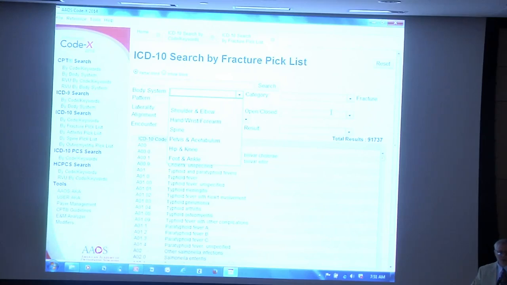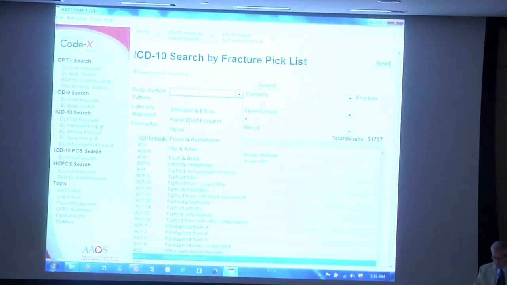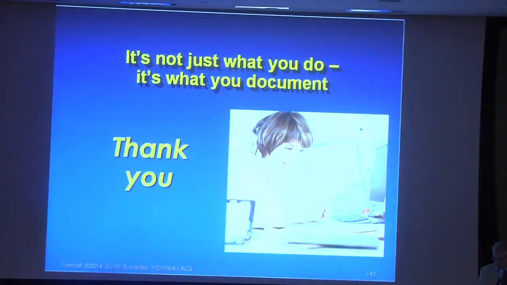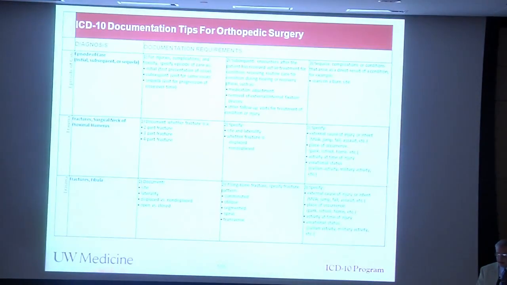I didn't show you, but there are tip sheets that you can carry in your pocket that will increase the specificity of your documentation. So let me just show you. Here's an example of a tip sheet for orthopedics. You can see they're going to be by diagnosis, and you can carry these in your pocket. They're available now. We want the champions in each of the sites to distribute these to all physicians and all residents.